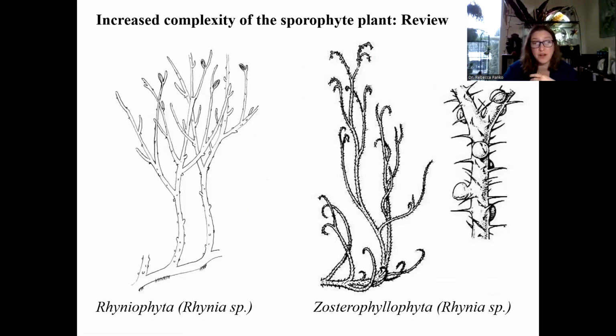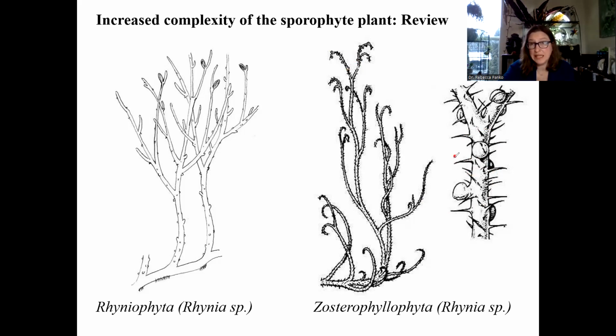By the time we get to Rhyniophyta, you have more complexity. There are some pokey things on the sides of the stems showing up. And by the time you get to the Zosterophyllophyta here on the right, there's a big leap in sporophyte complexity. Now we have sporangia located on the sides of the plant, not just the tips. Sure, you still have some on the tips, but you have some on the sides too, which increases your ability to make spores per plant because you can have more sporangia.